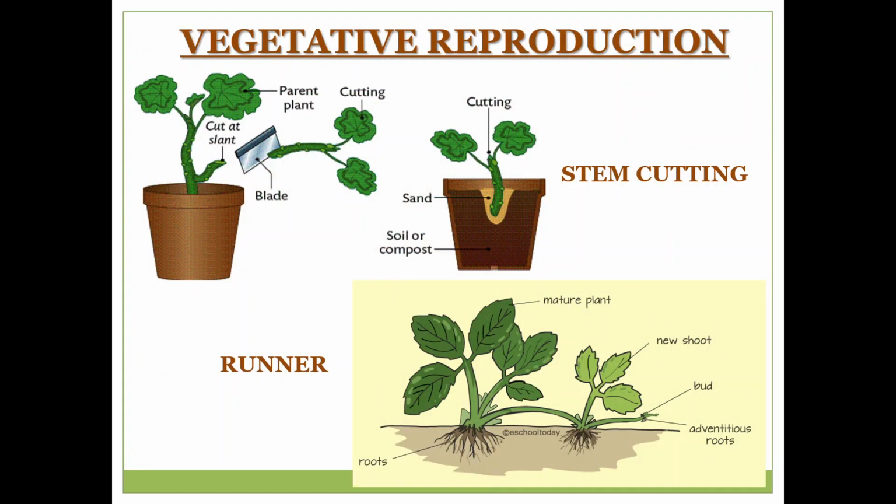In vegetative reproduction, the vegetative parts of the plant are used for the production of new plants. The vegetative parts, like the stem, leaves and roots etc., are used for the production of new plants. Like we can see here, stem cutting, wherein the stem is cut and then it is put into the soil and it develops into a new plant. Runner means when the stem of the plant touches the ground, then the roots start growing from the stem and a new plant is developed.